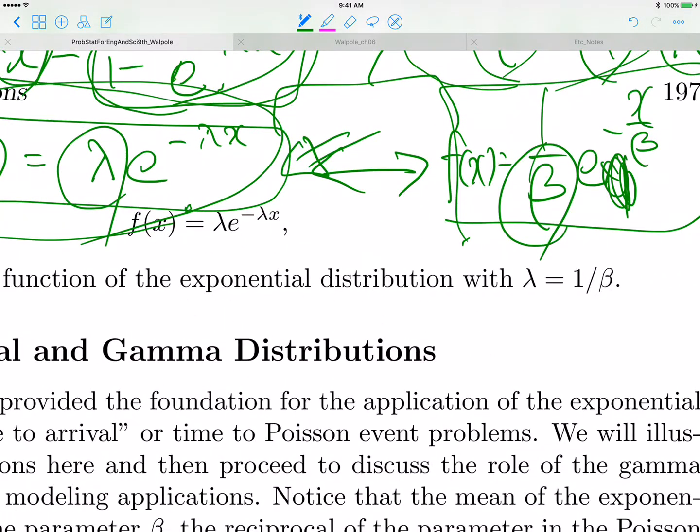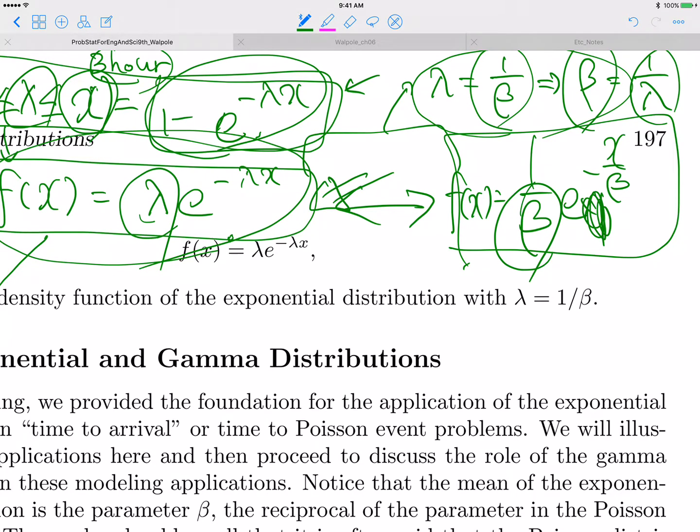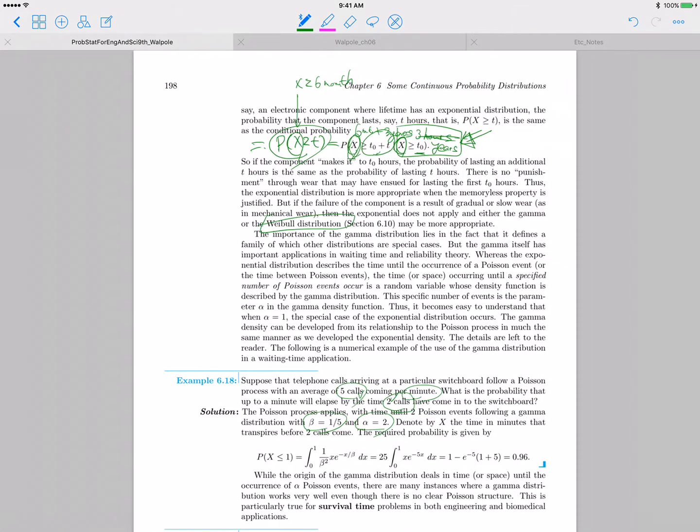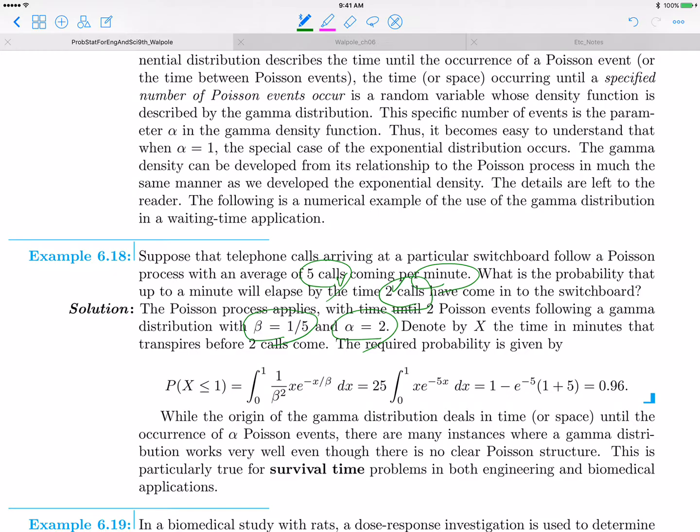What was the meaning of beta? Beta was the reciprocal of lambda. Lambda was how many events are occurring per minute, per unit time. And its reciprocal value, 1 over lambda, represents how much time it takes between two events occurring. So if 5 events are occurring per minute, the mean time between two events will be 1 over 5 minutes, which means 0.2 minutes, right? So this is our beta value, and that way we can construct this gamma distribution.